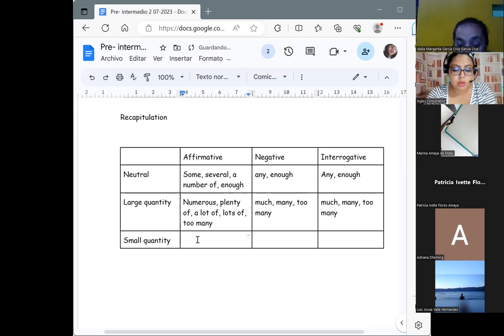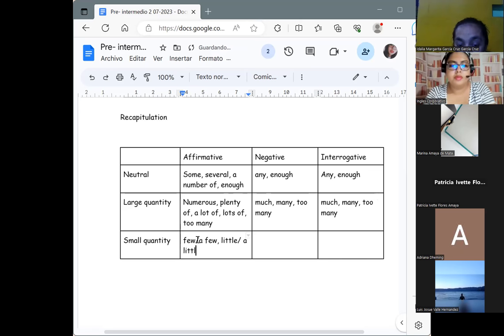And for a small quantity, we have few, a few, little, and a little. And in this case, we don't have words for negative statements. And for questions, we don't have any word.